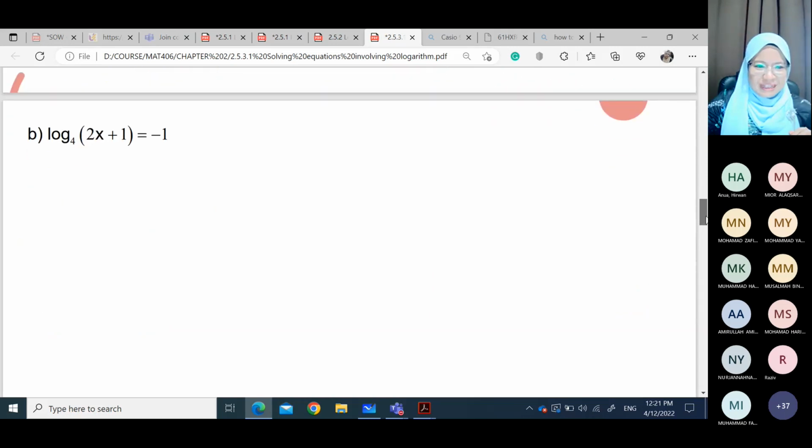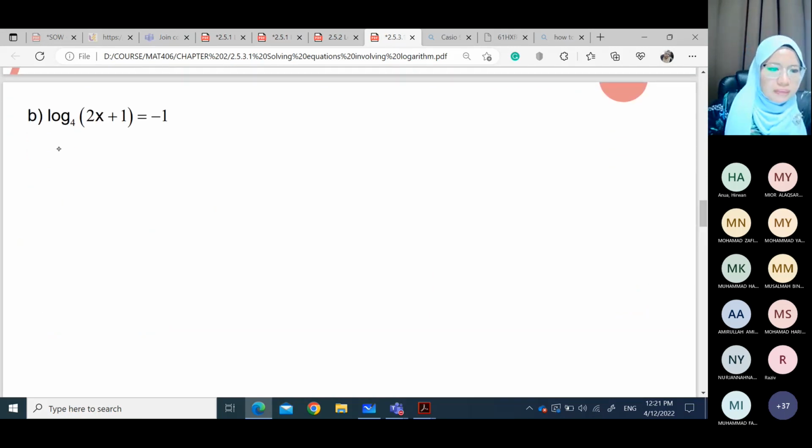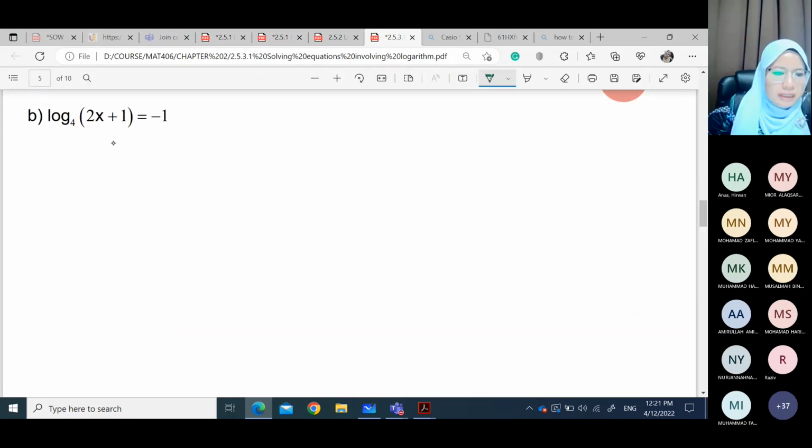Okay, so kita tengok ni B. B as a solution, we have log base 4 of 2x plus 1 equal to negative 1. Okay, so we form it into index. Then we will have 2x plus 1 equal to 4, base 4, the index here is negative 1. Okay, right. So now we solve for this one.